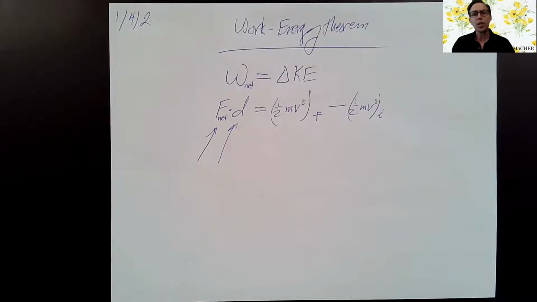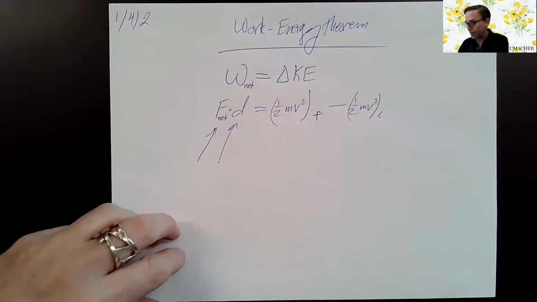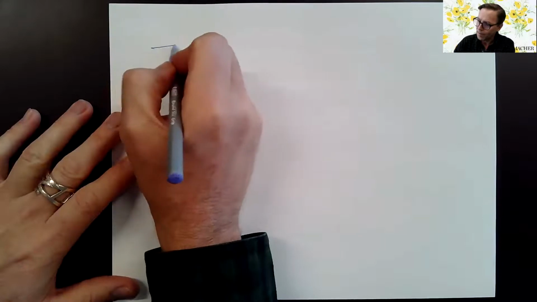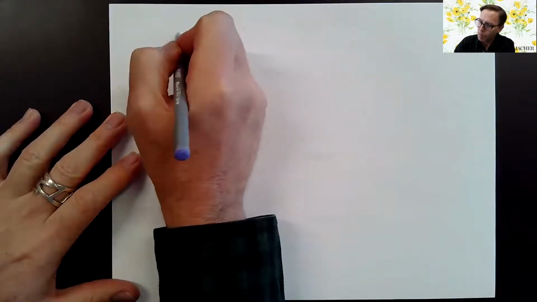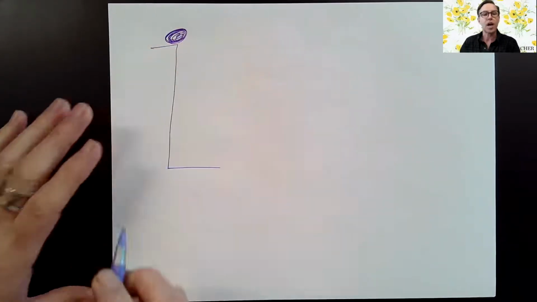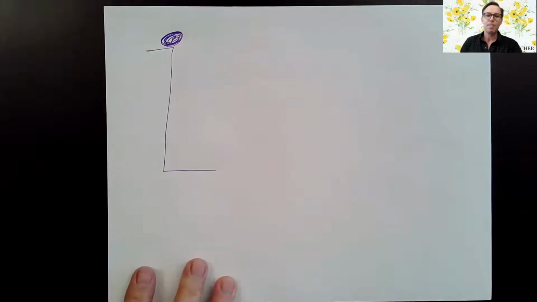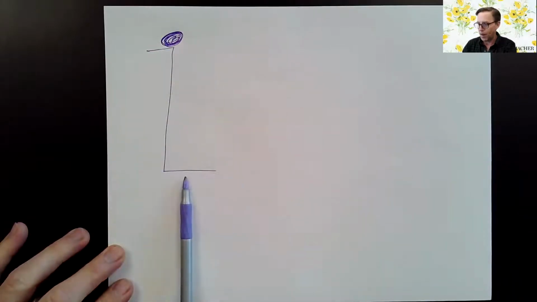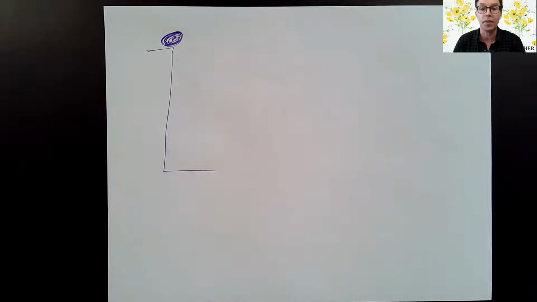All right, so let's put this to use. Let's do something practical with this. What if there's a ball sitting on top of a shelf? I know I'm a terrible artist, but this represents a shelf and here's the ground and the ball is sitting up there on the top of the shelf.